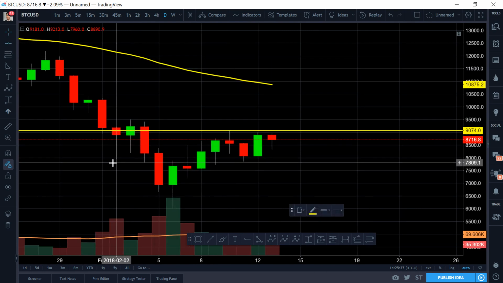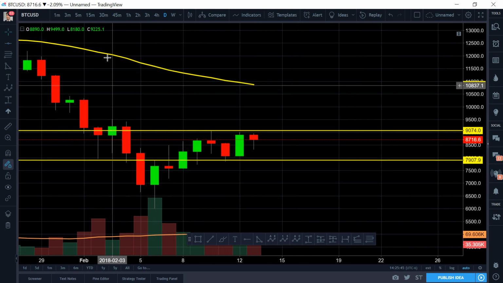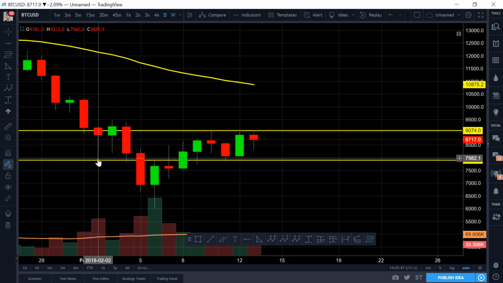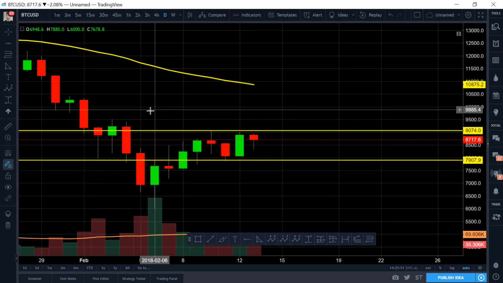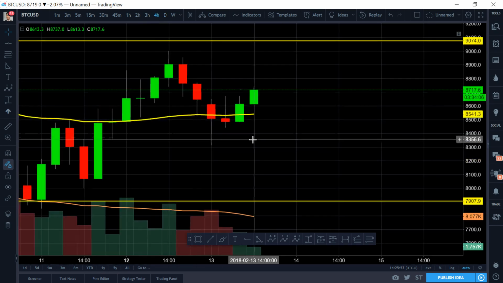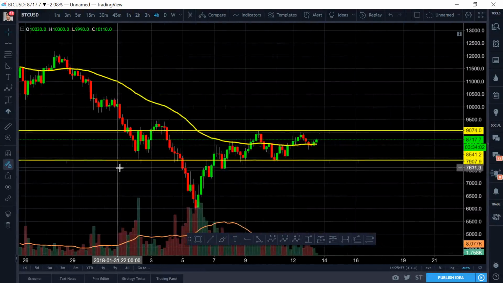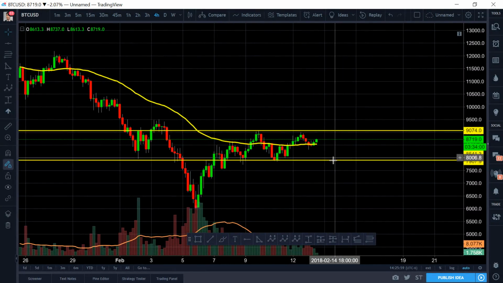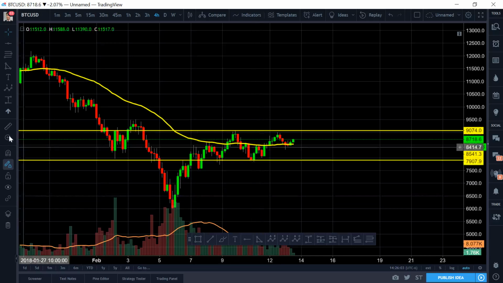Now, what we notice is right here, this range right here, okay? As soon as it gets to it, it likes to reject it, doesn't it? Take a look. Right here, right here, right here as well, and right there. Every time, it has made a pretty decent rejection there, okay? Do you guys see what I mean? So now we can almost say that we're range bound, okay?